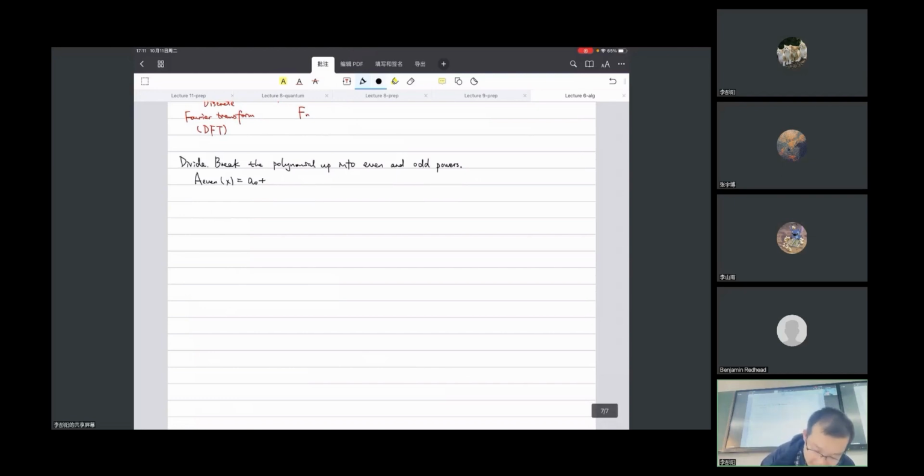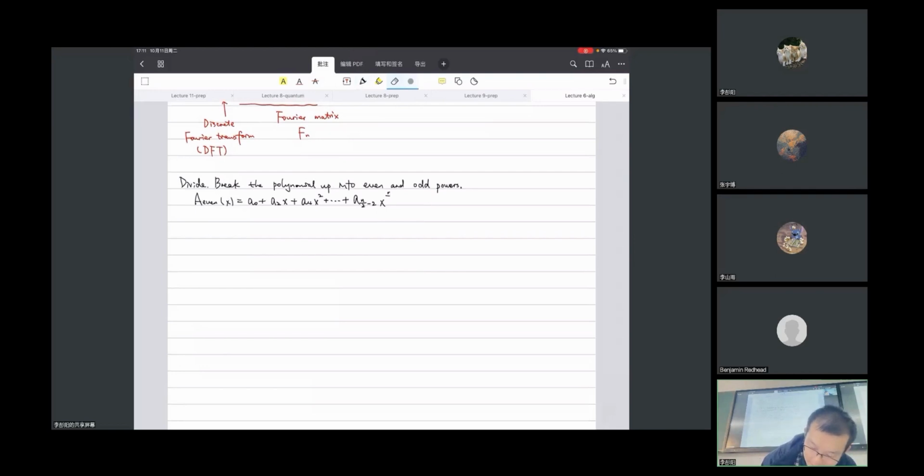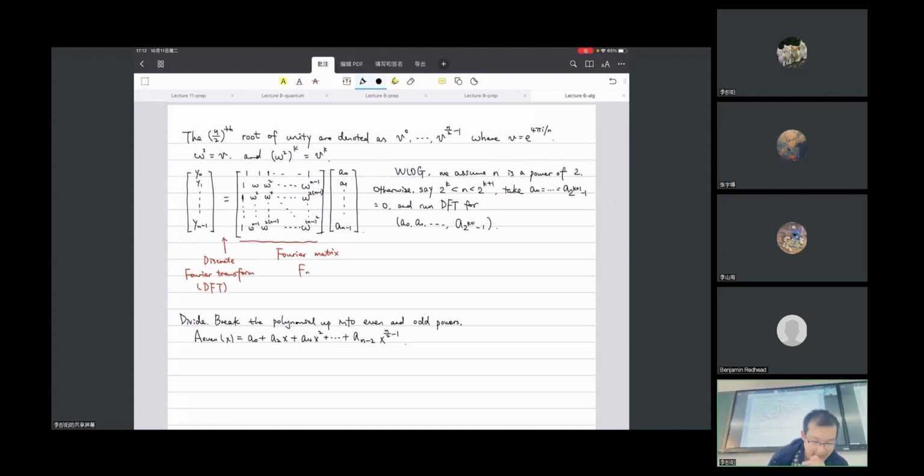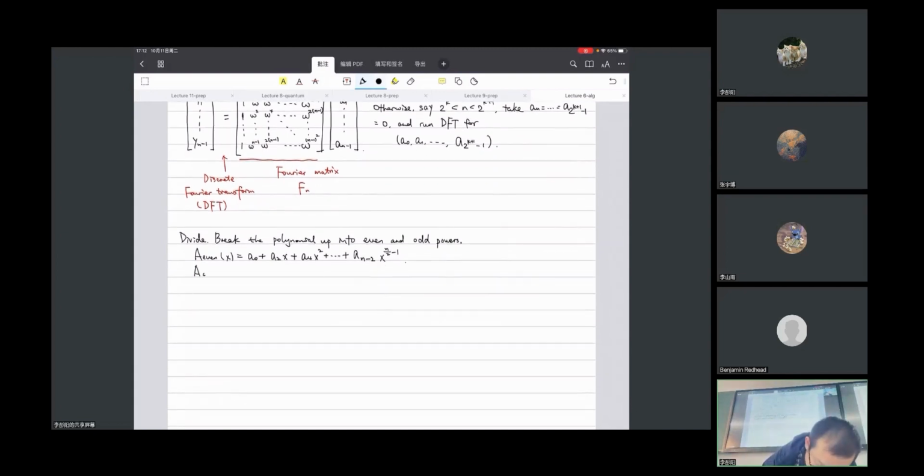So here A even is going to be A0 plus A2 times x plus A4 times x squared plus etc., up to A n minus 2 times x to the n over 2 minus 1. Sorry, I think here I probably made a typo. It is n minus 2. We are assuming that n is a power of 2 here, so n over 2 is an integer. And on the other hand, A odd of x equals A1 plus A3 x plus etc. So this is the way we are going to make the division into A even and A odd.